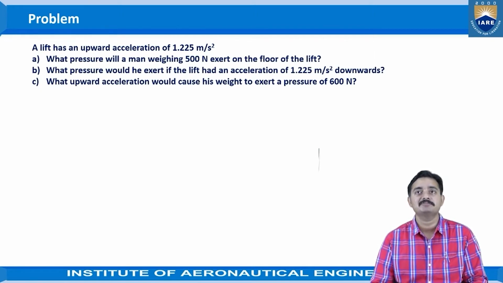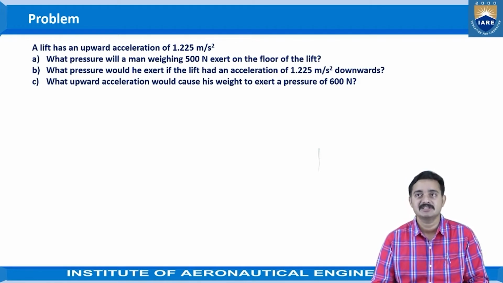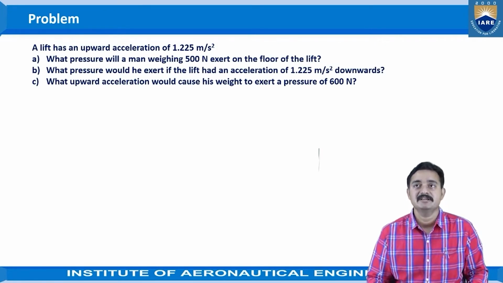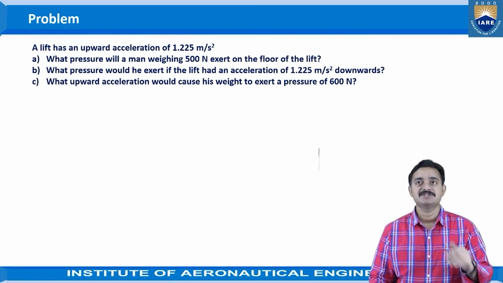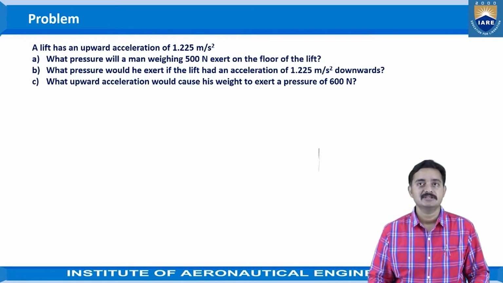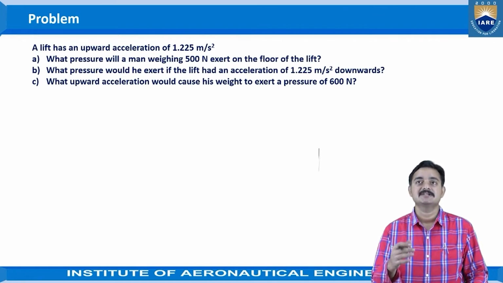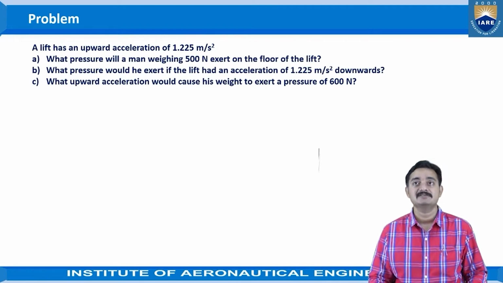And the second question is, what pressure would he exert if the lift had an acceleration of 1.225 meter per second square downwards? Okay, so when the lift is moving downwards with an acceleration of 1.225 meter per second square, then what would be the value of tension? That is the second question. And coming to third question, what upward acceleration would cause his weight to exert a pressure of 600 newtons? Nothing but the tension is 600 newtons, and what would be the acceleration when this kind of situation happens? When the upward acceleration, that means lift will be moving upwards.